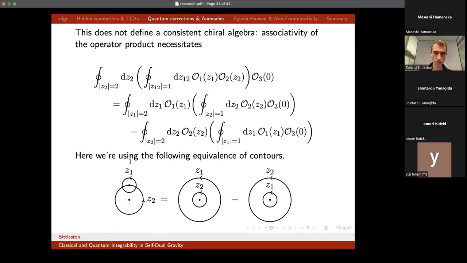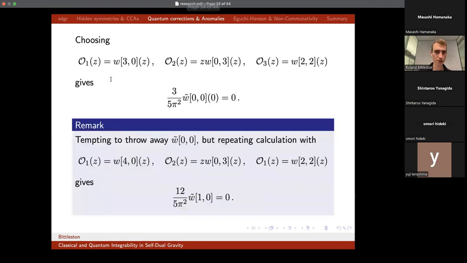And of course, to do this, I'm using the standard equivalence of contours. And it turns out if I take these operators to be these particular operators, so just some of these W generators with an extra factor of z to pick out the double pole, that this associativity condition tells me that the W tilde state 0, 0 has to vanish. Now you might think, well, maybe that's not catastrophic, this W tilde thing. It's actually central. If you go back and look at the tree level computation, it was a central term. Maybe I can just throw it away from the algebra. Maybe it's harmless to get rid of it.